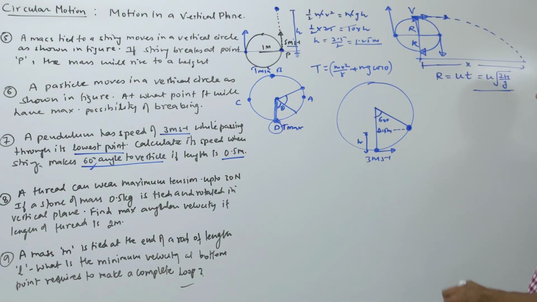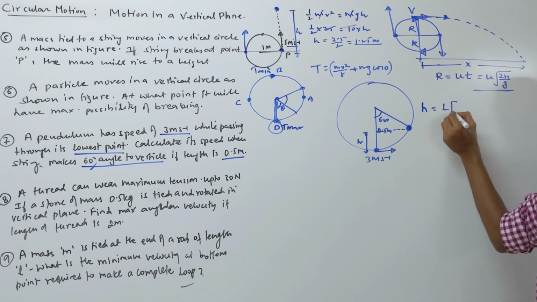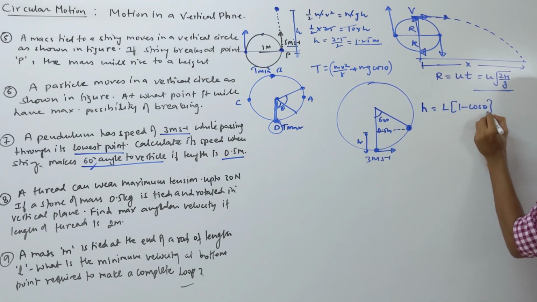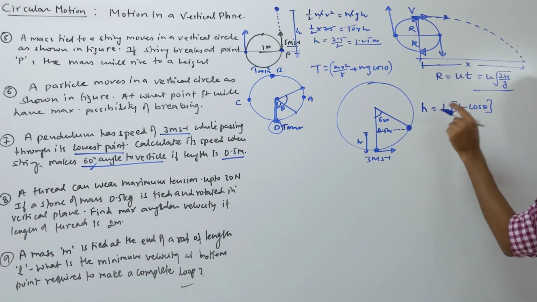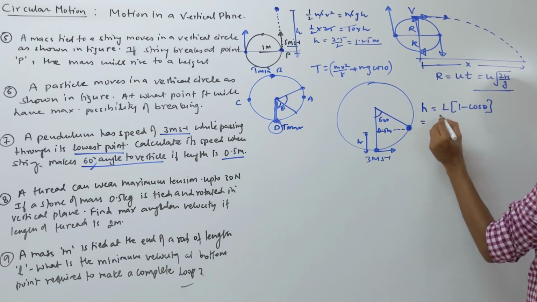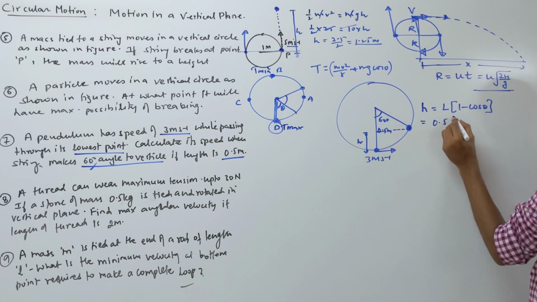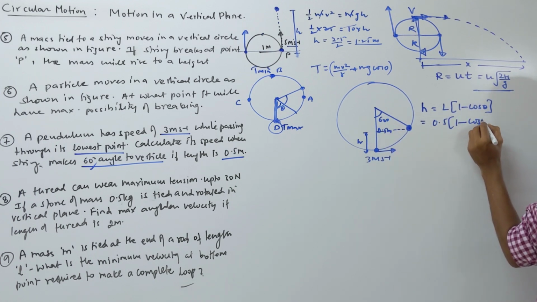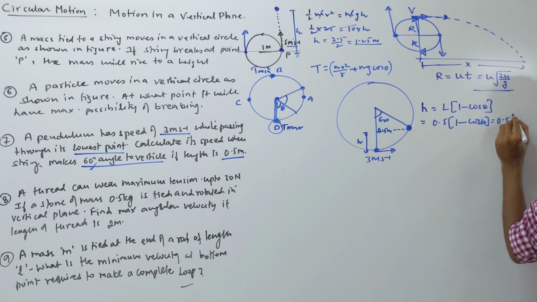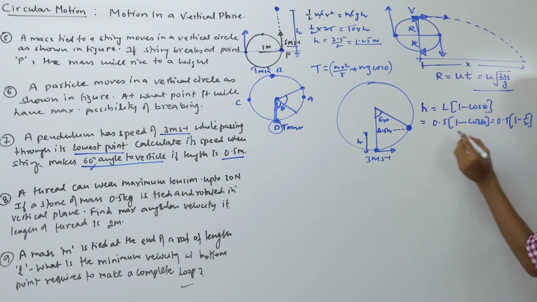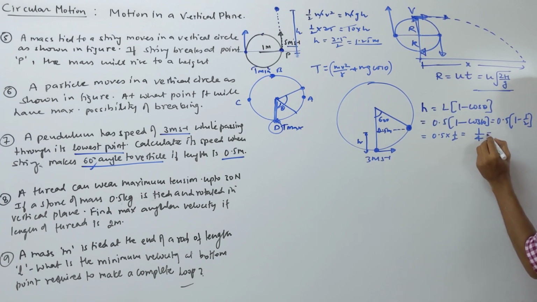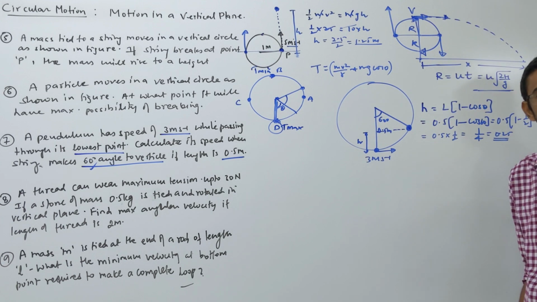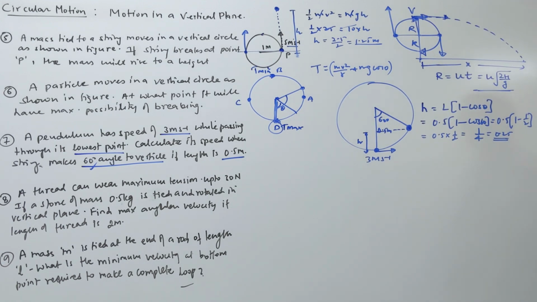So that formula was h equal to L(1 minus cos theta), if you remember. This was the formula to calculate height if you know the angle, or to calculate the angle if you know the height. So what is the answer? L is given 0.5 meter, 1 minus cos 60, and cos 60 is nothing but 1 by 2. So this becomes 0.5 into 1 by 2, or you can write this answer as 1 by 4 or 0.25, your choice. This is your height, the first thing. Okay, this is the height you calculated.